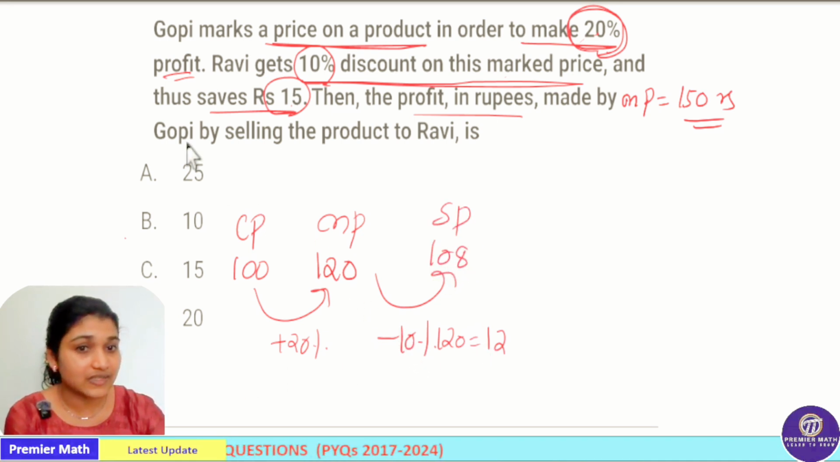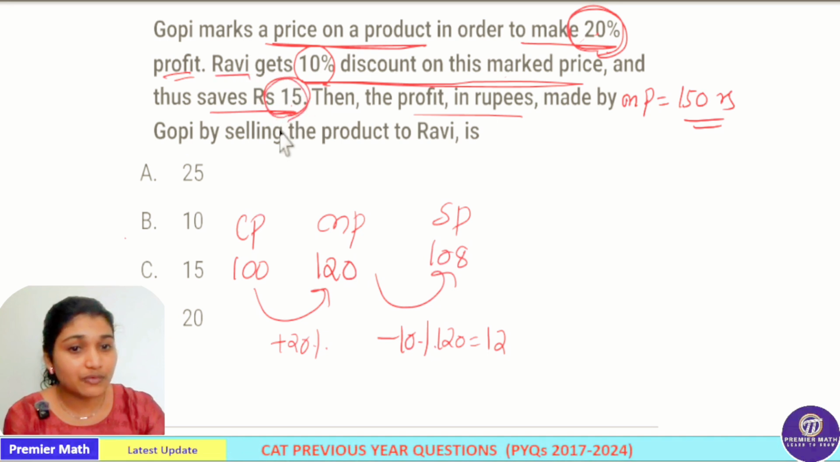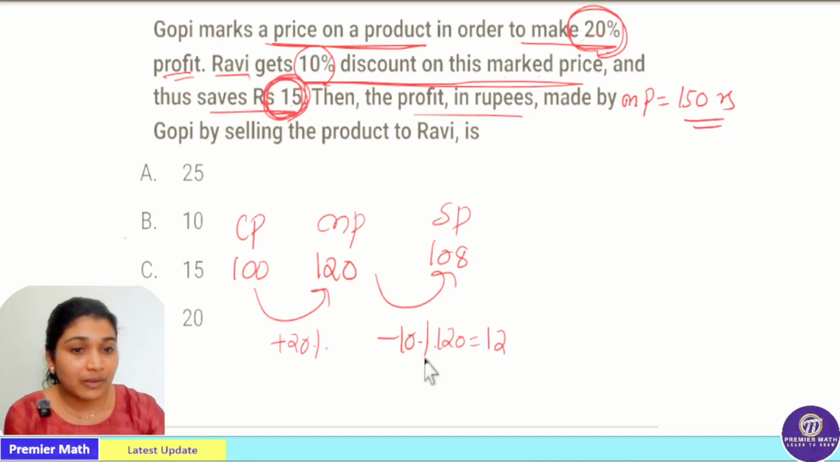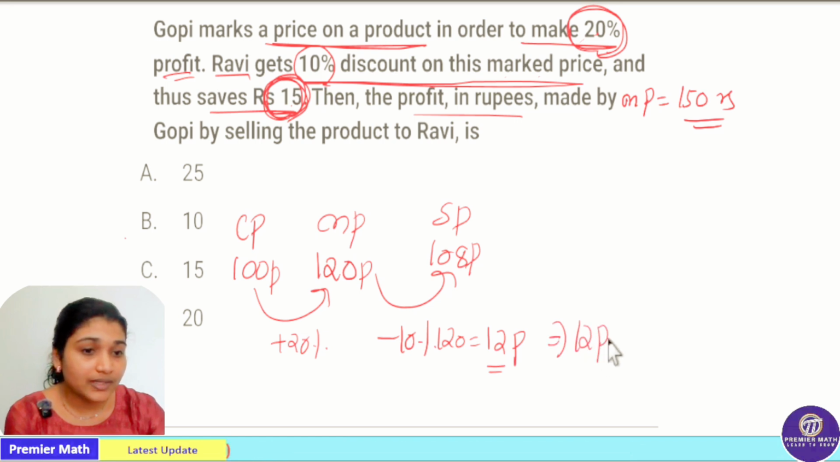But it clearly says that Ravi saves rupees 15, means he saves rupees 15 on this mark price. He gets rupees 15 discount on this price tag. But here it is 12 part. If I'm taking this as 100 part, then when I'm taking 100 part as cost price, 12 part is the saving. So 12 part is the discount. But here 12 part is clearly given as 15 rupees. Actual savings is 15 rupees on price tag. So 12 part is equal to 15 rupees.